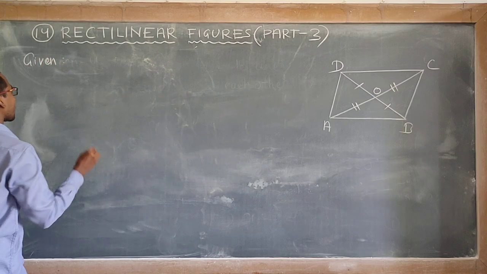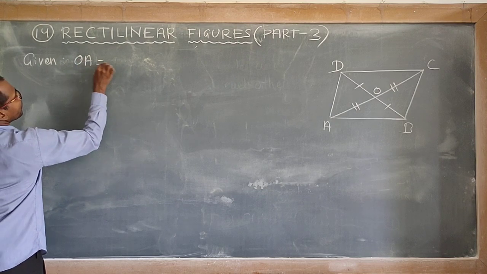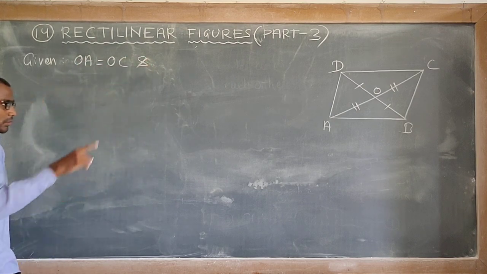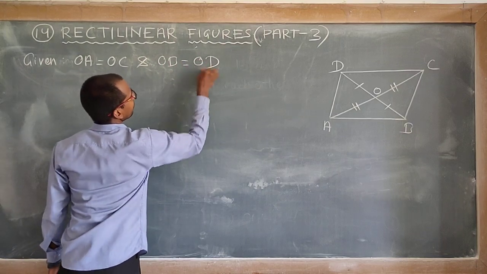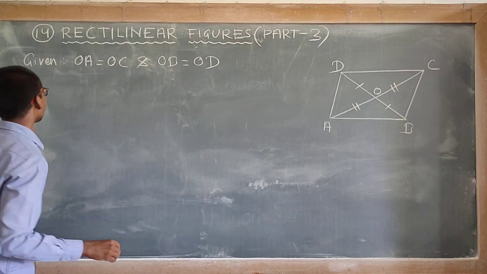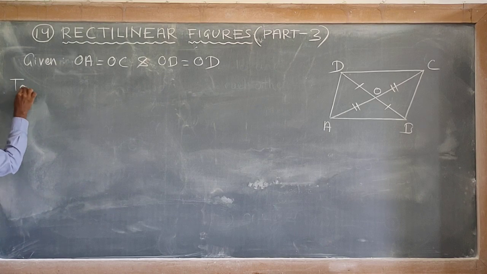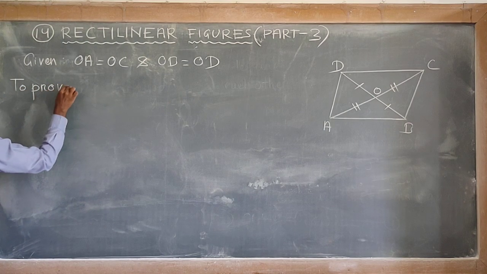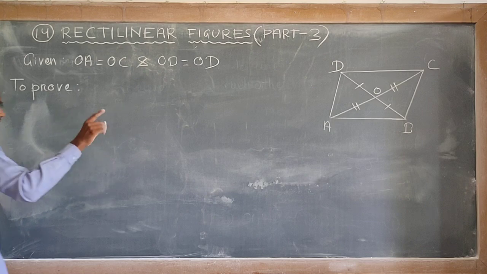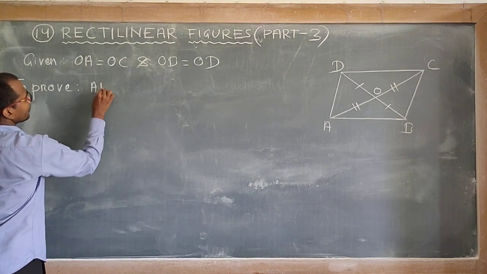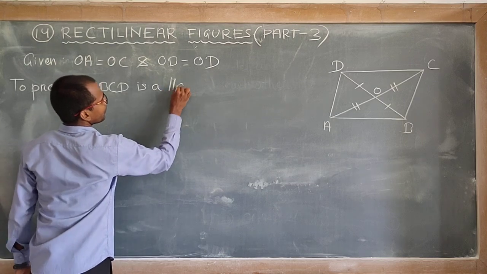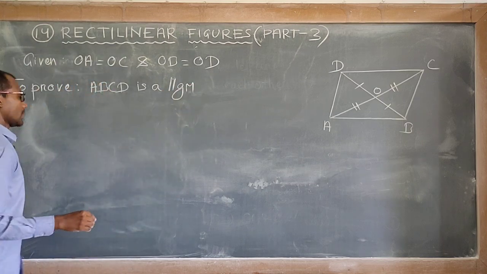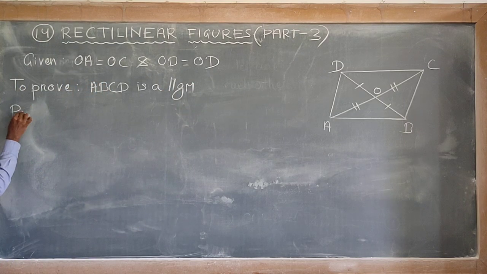Given, look at the diagram. OA is equal to OC and OB is equal to OD. Okay. To prove: ABCD is a parallelogram. Okay. Now let us go to the proof.